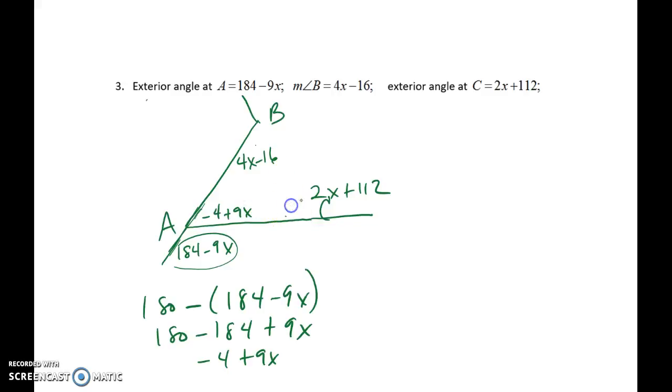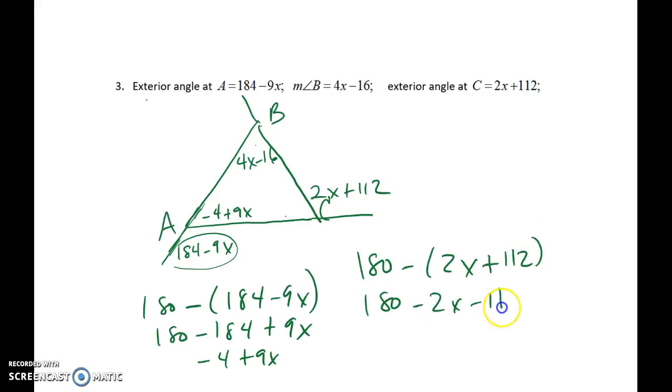I'm going to do the same thing over here, right? Ooh, I deleted something. Okay, the same thing over here. If the outside is 2x plus 112, then the inside is just the supplement of that. So I just need to subtract that from 180 as well to get myself to the interior. So let's distribute the negative, and 180 minus 2x, 180, I can do these together. So 180 minus 112, I believe, is 68. So this will be a 68 minus 2x. And I'm going to stick that right here. 68 minus 2x. Okay, great.